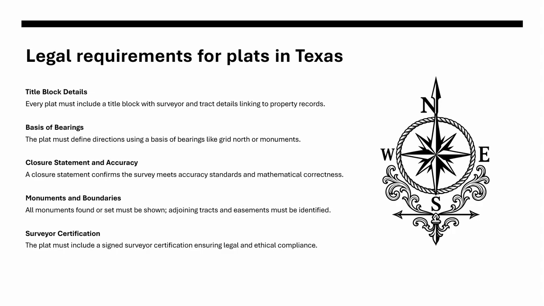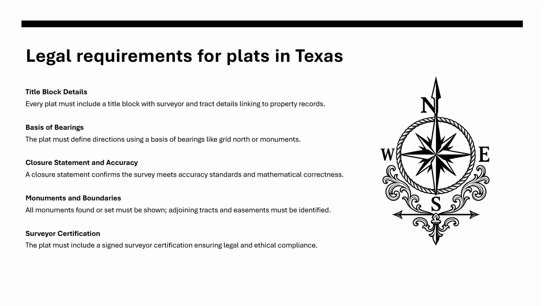So, what does the board require of plats in Texas? Let's walk through the elements. First, every plat must have a title block that includes the surveyor's name, registration number, and firm registration number. The title block must also identify the tract being surveyed, often with references to volume and page in the deed records or instrument number. This information roots the plat in the legal system of property records, or our cadastre.